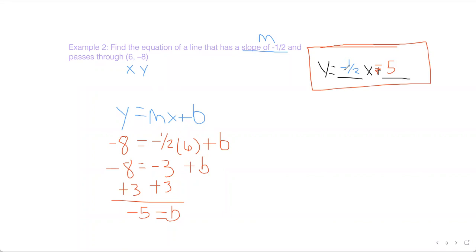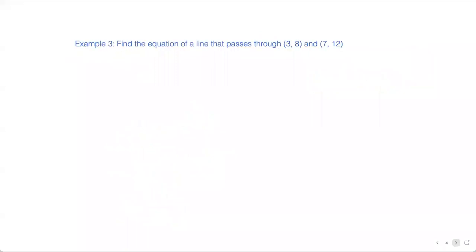Okay, so those two examples, 1 and 2, were one type of equation problem. Now let me show you the second type, which isn't more difficult. It just takes an extra step. Okay, let's take a look at this one. So this one says, I want you to find the equation of a line that passes through (3, 8) and (7, 12). So what is my issue here?